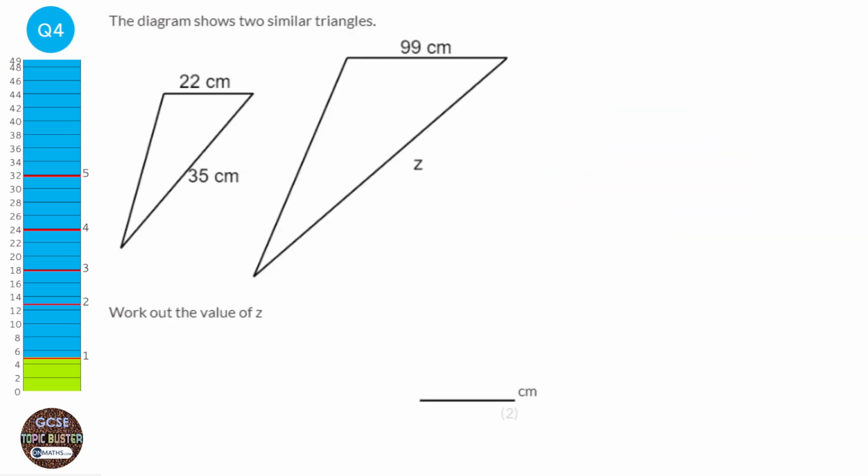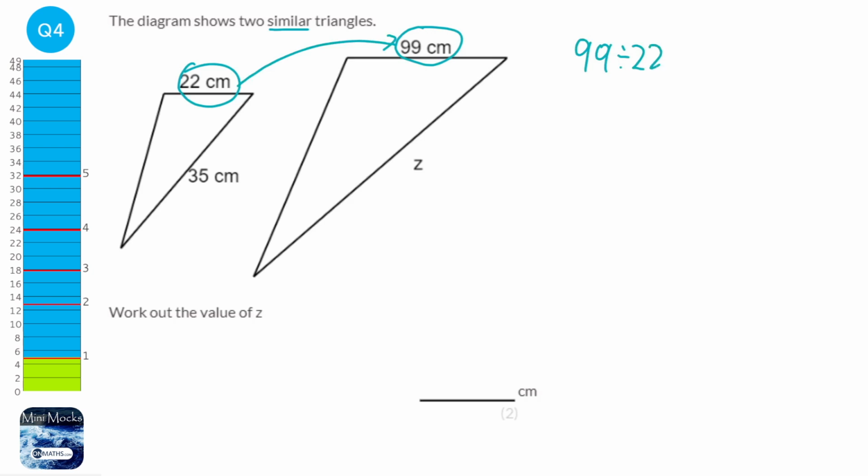And to 2 decimal places, that's going to be 282.74. So we're told these triangles are similar, which means there's a scale factor between them. So we've got 2 corresponding lengths here and here. So we've got to work out what we times the 22 by to get to the 99. So we do 99 divided by 22, and that's 4.5.